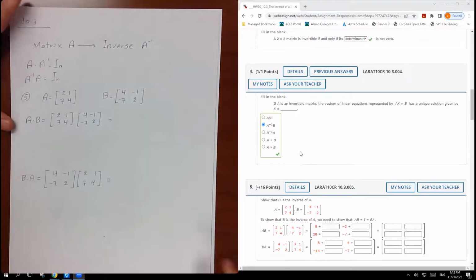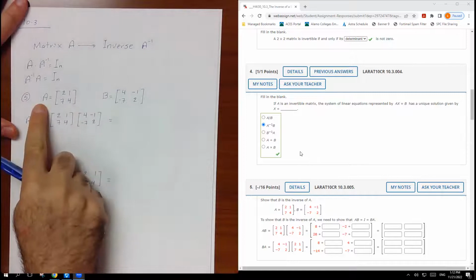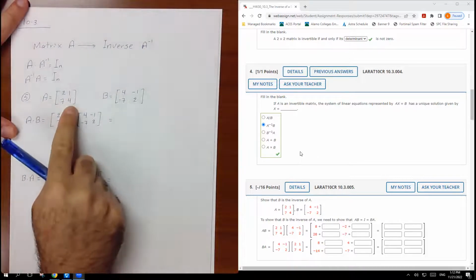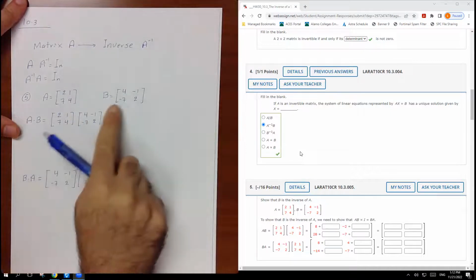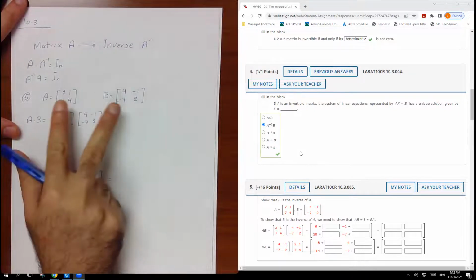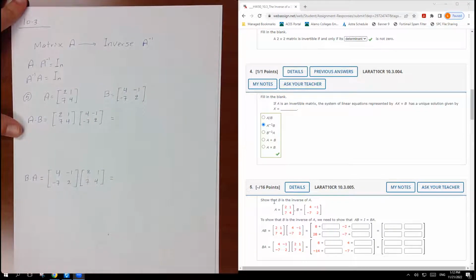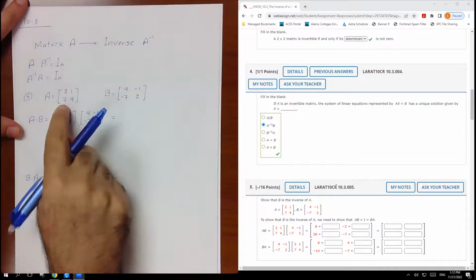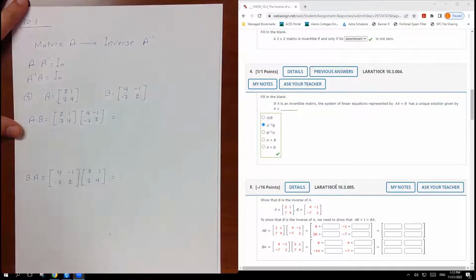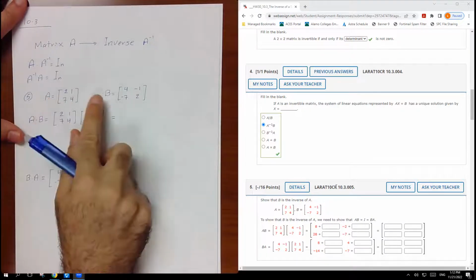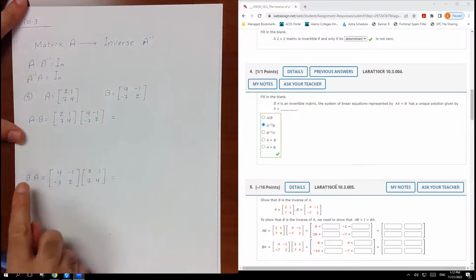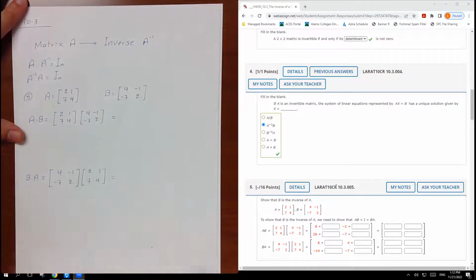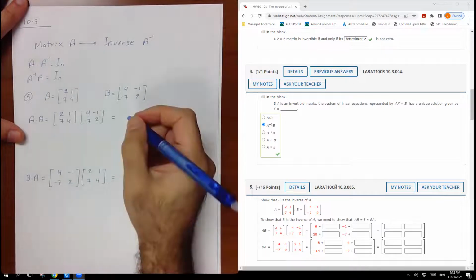With number 5, we have 2 matrices. A is 2, 1, 7, 4, and B is 4, -1, -7, 2. They ask you to show that B is the inverse of A. We need to show that B is the inverse of the matrix A. So if we multiply A times B, we have to get the identity, and if we multiply B times A, we have to get the identity matrix. That's what we need to prove.